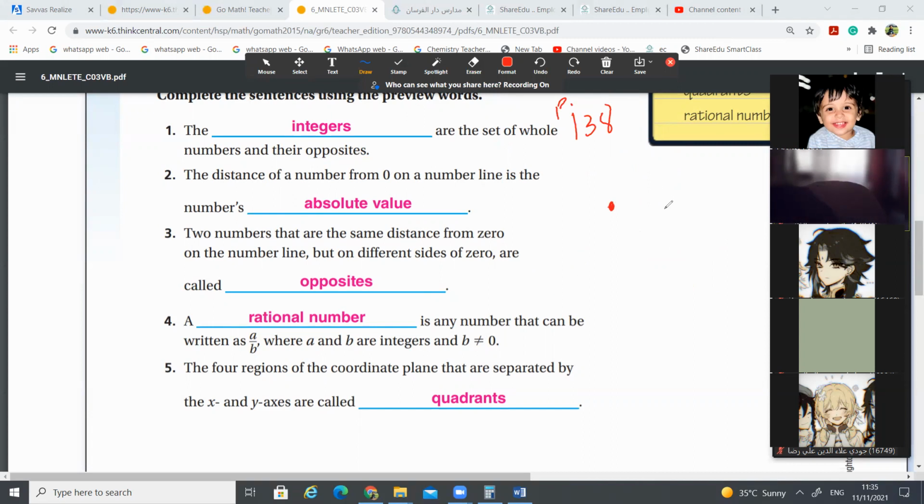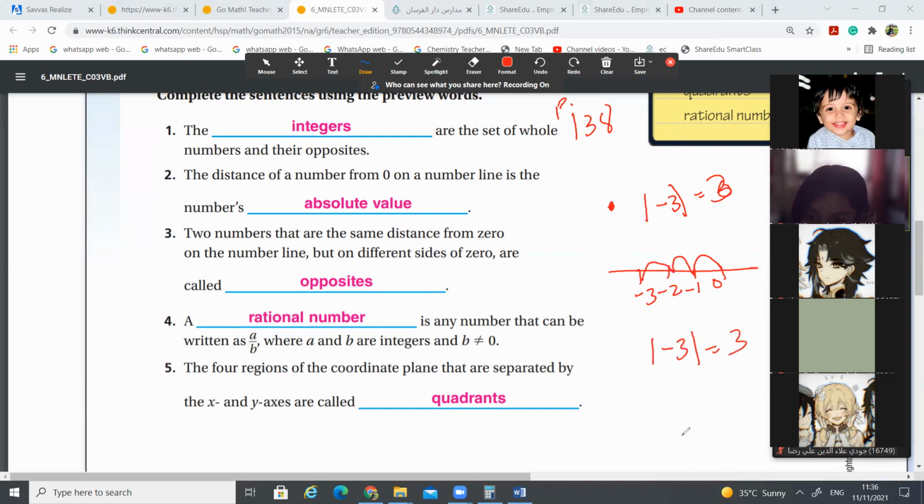Next, for those who are joining late, the distance of a number from 0 on a number line is the number's absolute value. Like even if it's -3, the distance will be 3. For example, you have a number line, you have 0, you have -1, -2, and you have -3. How much is the distance? 1, 2, 3, right? The distance of even a negative number will always be positive. We call it absolute value. Remember? The absolute value of a negative number is also a positive number. Understood, girls?